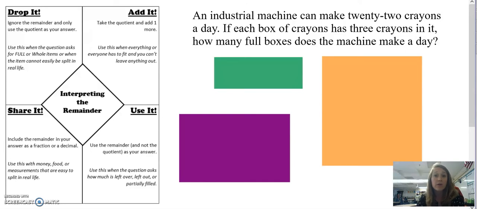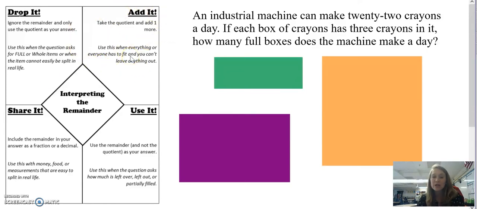Typically, there are 4 things that you can do when interpreting a remainder, and I have them listed over here on the left of the screen. So sometimes, depending on what the question is asking, you might just need to drop it. In other words, you're going to ignore the remainder and only use the quotient as your answer. You'll do this when questions ask for full or whole items, or when the item cannot easily be split in real life. Other times, you might need to add.